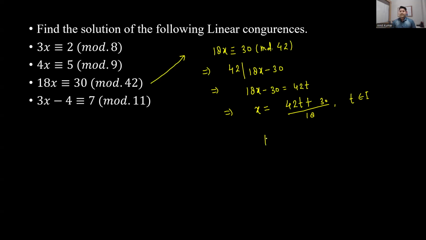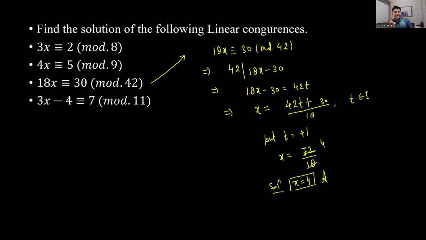For example, if I put t equal to minus 1, this comes out as minus 42 plus 30, that is minus 12, upon 18. No, it's not satisfied. Now t equals 1: 42 plus 30 is 72 upon 18, which is 4. So I get x equals 4 as a solution.